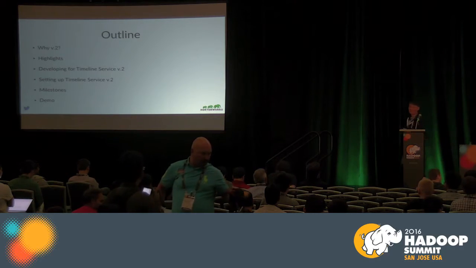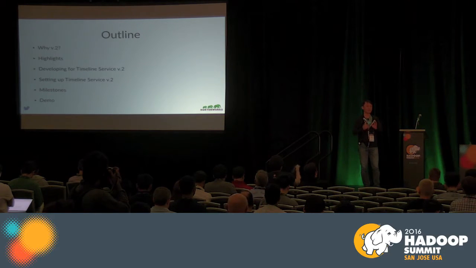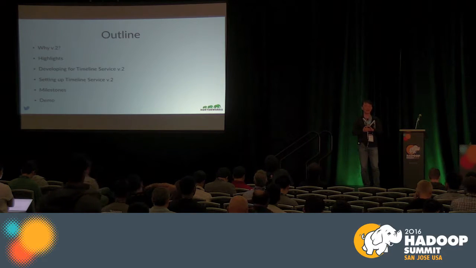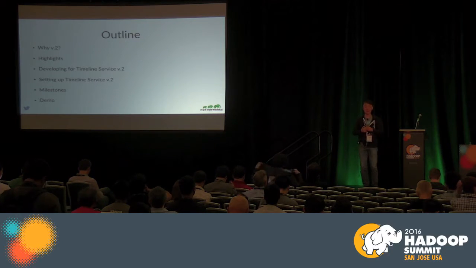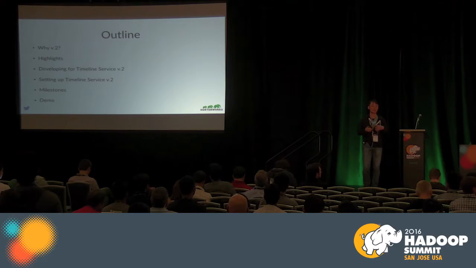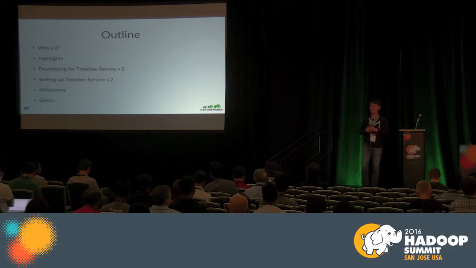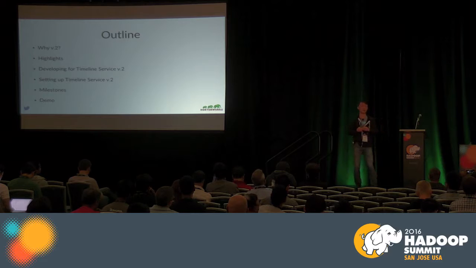Sorry about that. So let me just give you a brief outline of this session. We're going to talk about why we need a timeline service v2. And we're going to go over some of the key highlights of timeline service v2. And for your framework developers, how you can develop for it. And if you want to set it up, how you can set up timeline service v2. And then we're going to talk about some key milestones of the development of timeline service v2. We're going to show you some cool demo also, and you can see how the whole thing really works in real.